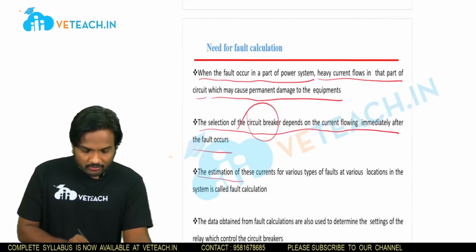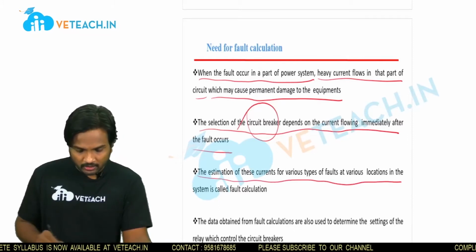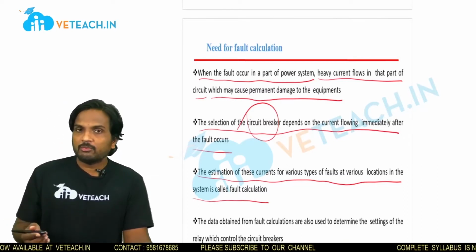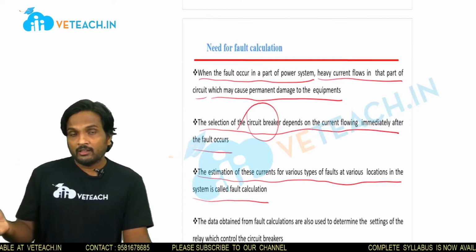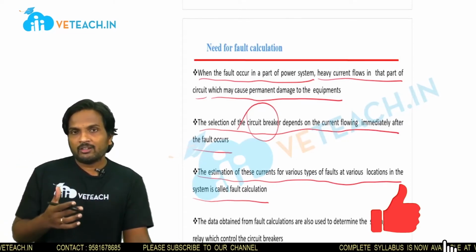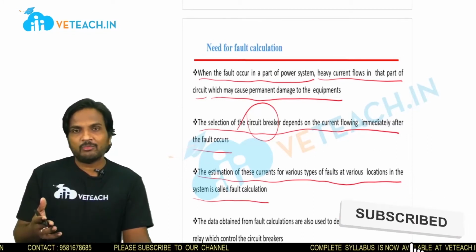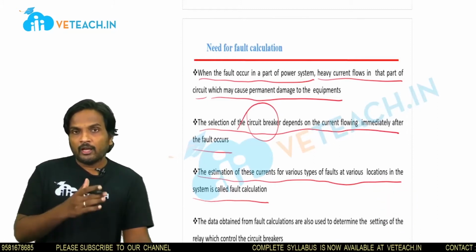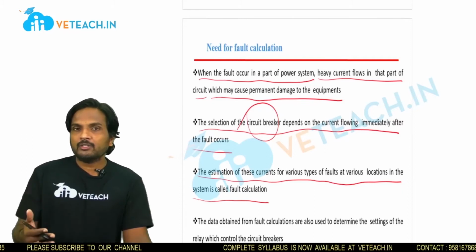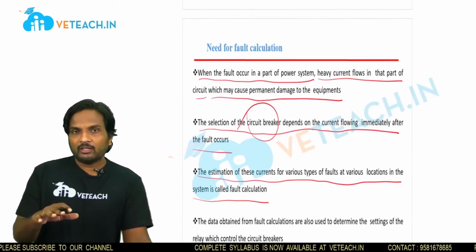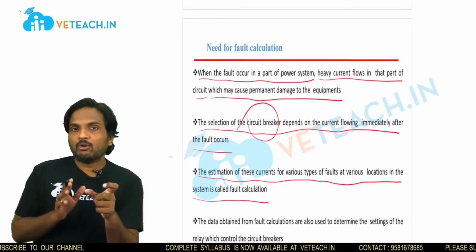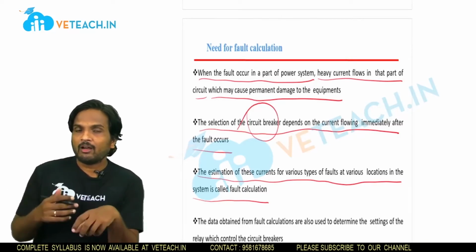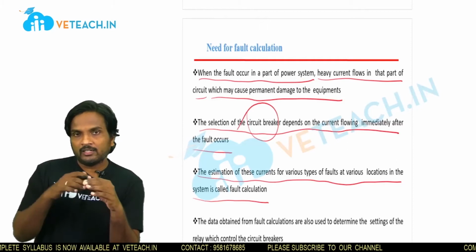Okay, the estimation of these currents for various types of faults at various locations in the system is called fault calculations. That is, at various locations, from the generating station to the receiving end, that is, to the load centers, we come across primary transmission, secondary transmission, primary distribution and secondary distribution, right? So we come across all these things. Among these four, if a fault occurs we need to reduce that fault. If you are unable to reduce that fault, the total effect will be on the load centers only. That is the reason why we have to reduce that fault whenever it occurs in a transmission or in a distribution.